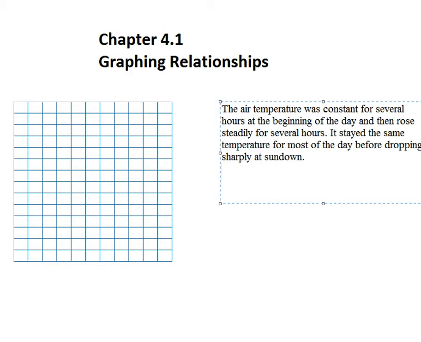Alright. So our first clue is constant for several hours. The constant part tells us that it's going to be horizontal or straight for an amount of time. So, a straight line, okay, and then it rose steadily for several hours.